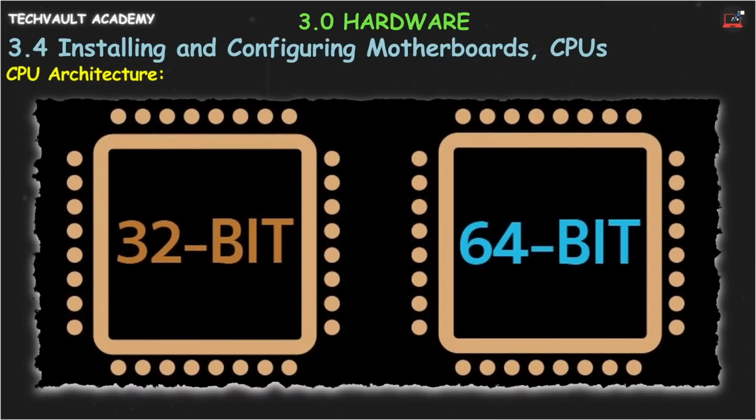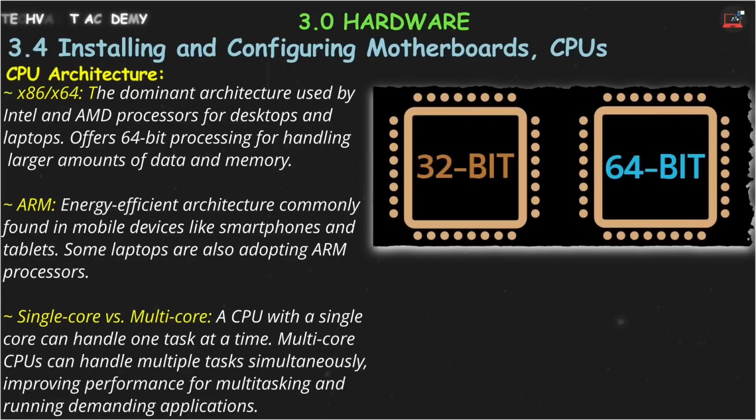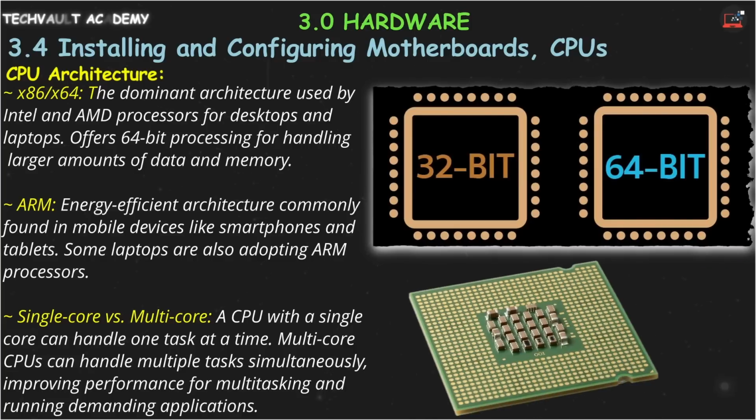CPU architecture. The CPU architecture determines how the processor processes data. Here's a breakdown of common architectures. x86 or x64 is the dominant architecture used by Intel and AMD processors for desktops and laptops, and offers 64-bit processing for handling larger amounts of data and memory. ARM is an energy-efficient architecture commonly found in mobile devices like smartphones and tablets. Some laptops are also adopting ARM processors.